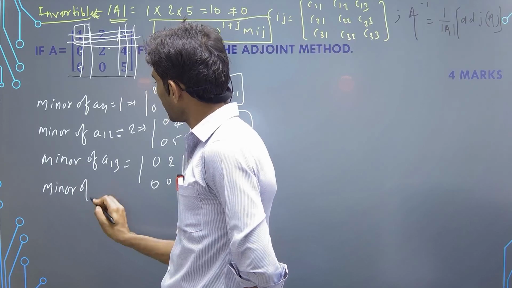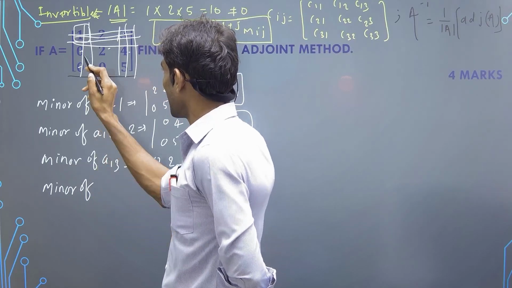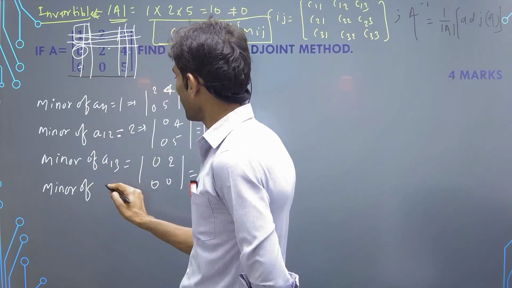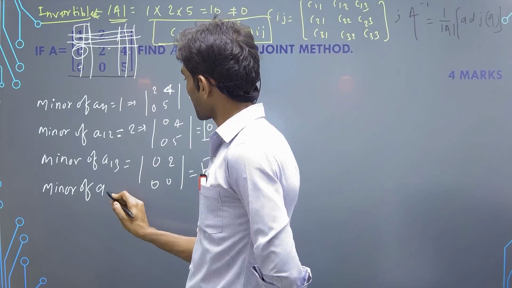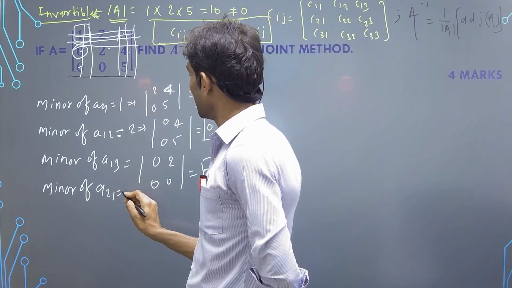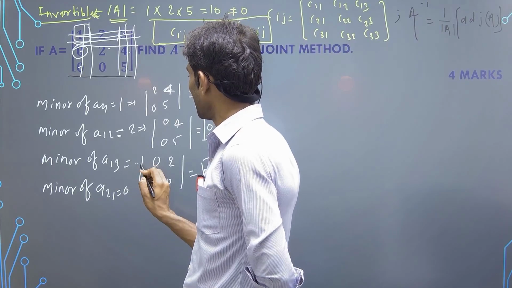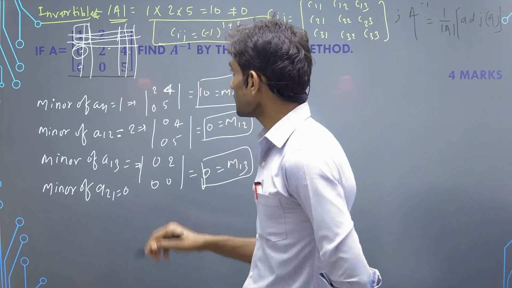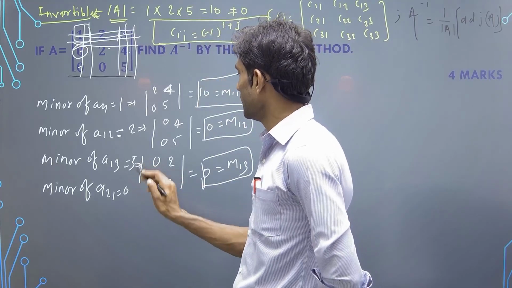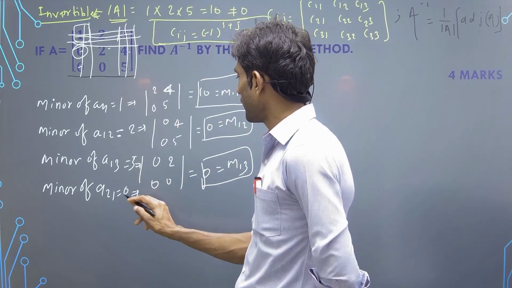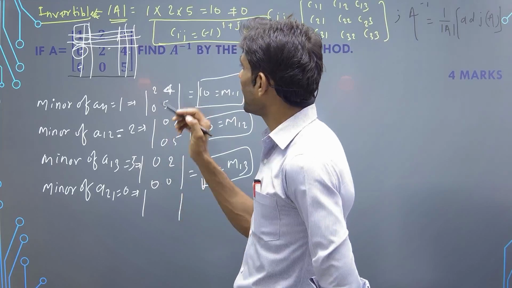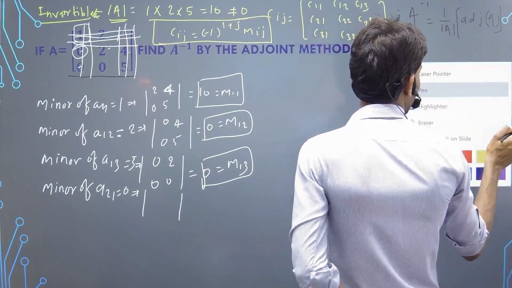Minor of here, we want the minor for that, which is 0. Okay, minor of A21, which is the element here, 0. We want the minor for it. So the third element is there. Now 0, we want the minor for A21. So what is the 2 by 2 matrix we will get for A21?